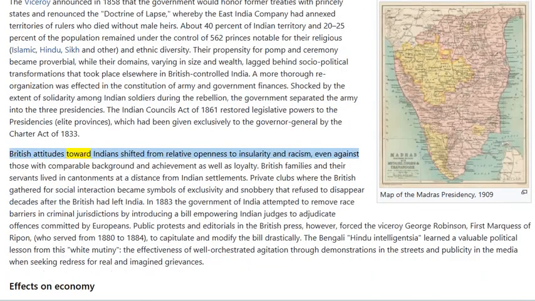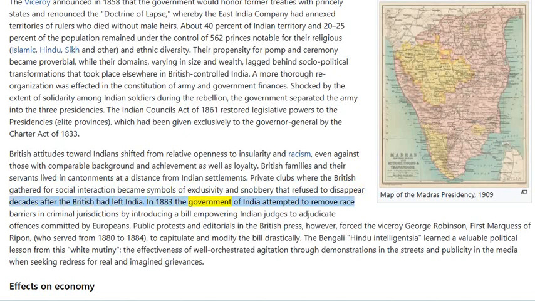British attitudes toward Indians shifted from relative openness to insularity and racism, even against those with comparable background and achievement, as well as loyalty. British families and their servants lived in cantonments at a distance from Indian settlements. Private clubs where the British gathered for social interaction became symbols of exclusivity and snobbery that refused to disappear decades after the British had left India.